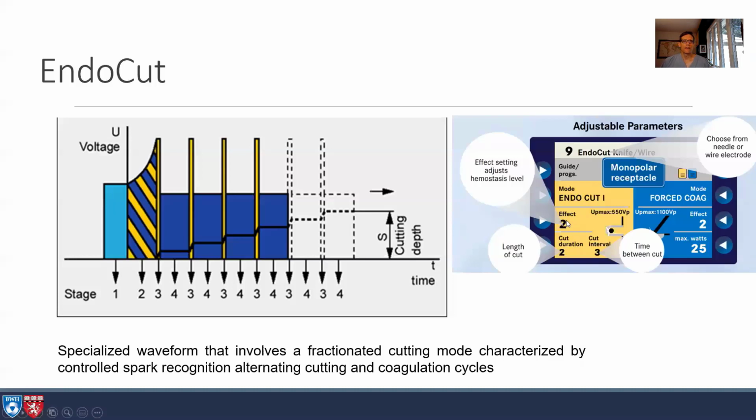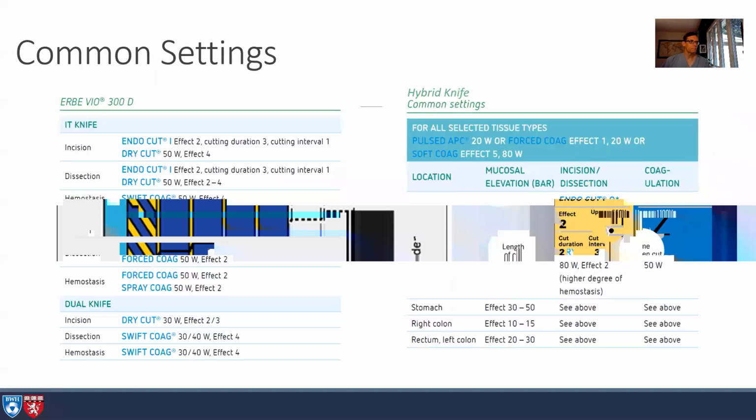And the first is effect, and this is helping to adjust the level of hemostasis. The second one is cut duration. That's how long you're in that sinusoidal cutting pattern, okay, how long the cutting is on for. And then you have the cut interval, and this is the time between those cycles when you're more in a coagulation mode. Then you have your forced coag settings over here for this example.